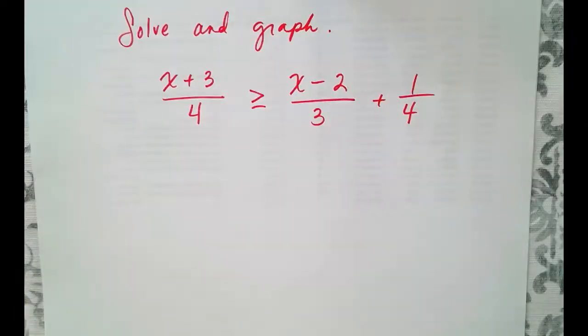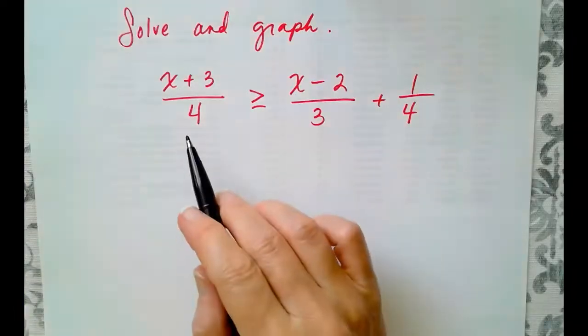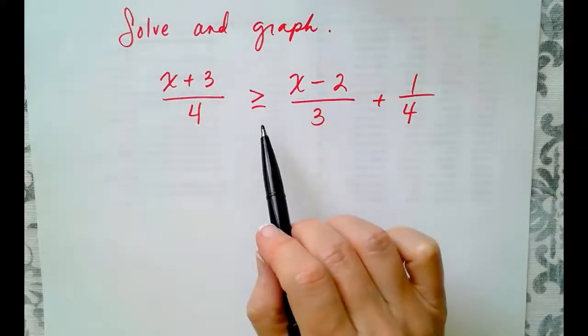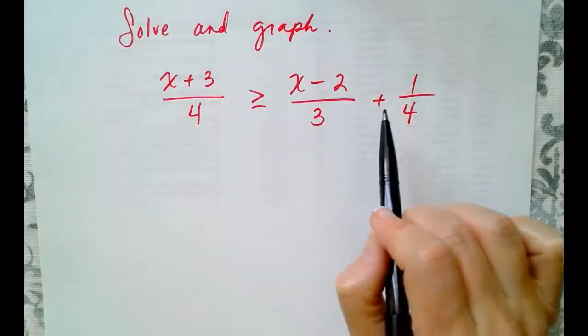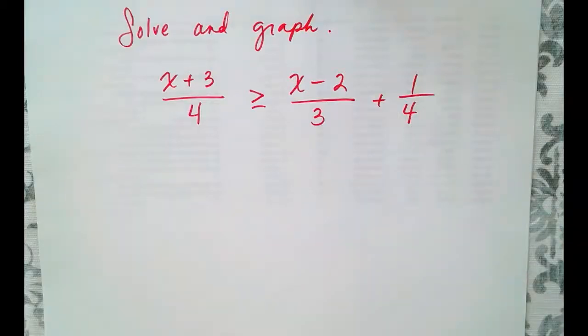One last problem. (x plus 3)/4 is greater than or equal to (x minus 2)/3 plus 1/4. So here we have an inequality that is made up of rational expressions. So just like we did in previous sections, if we have fractions, even though they are our friends, we do want them to leave the party as soon as possible.